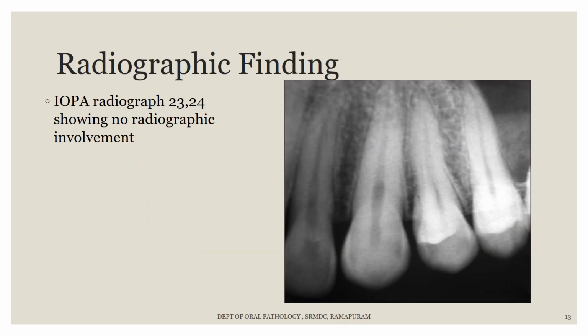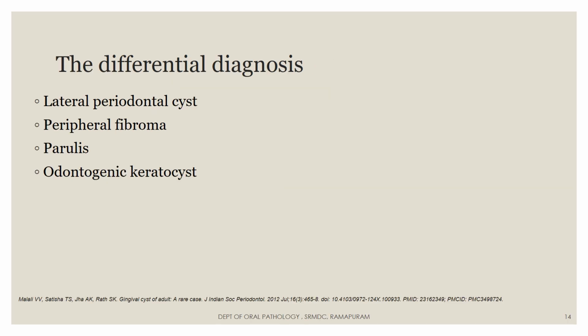In this case, regarding the radiographic appearance, there is no radiographic involvement, which is a common feature for the gingival cyst of adult. We are not able to see any radiographic findings in these cases. So let's discuss the differential diagnosis. The differential diagnosis includes lateral periodontal cyst, peripheral fibroma, parulis and odontogenic keratocyst.